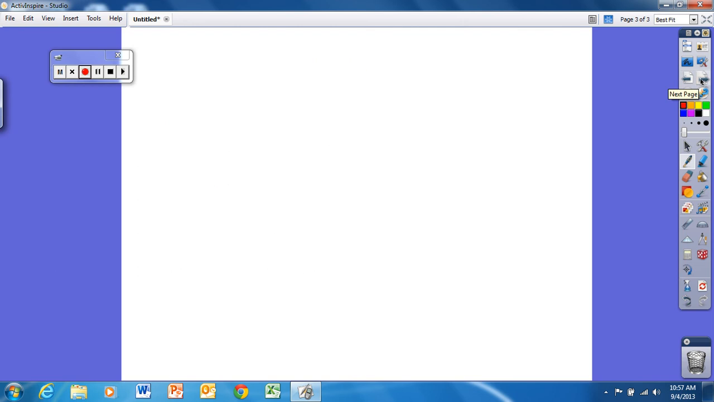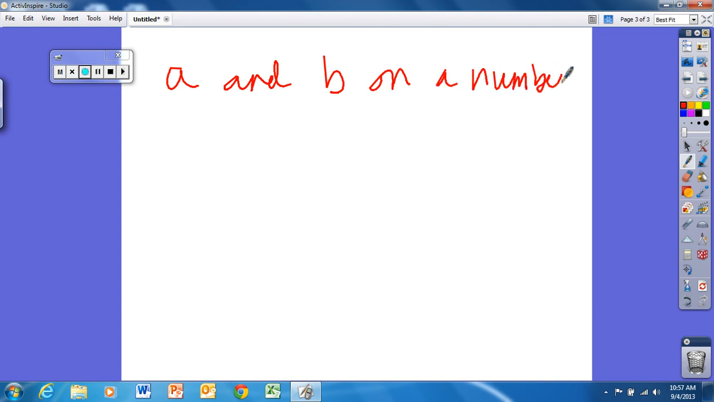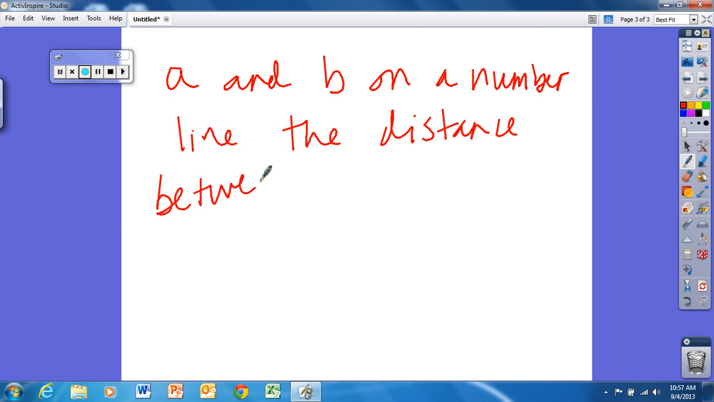As we said before, distance can never be negative. So when you talk about A and B on a number line, the distance between them is the absolute value of a minus b.